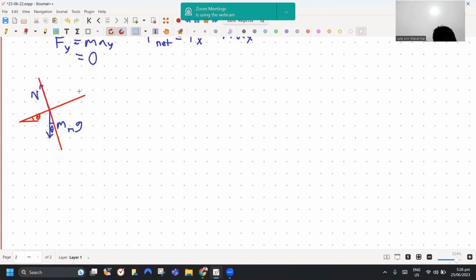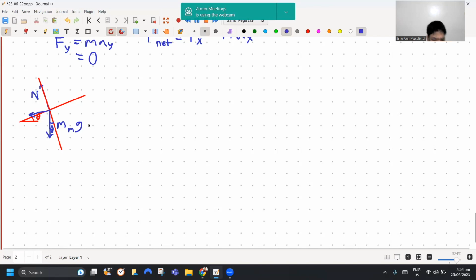Okay, so dalawa lang yung forces, no? Normal at saka yung gravitational. Doesn't accelerate along y. So, makukuha mo uli yung relationship na normal force is equal to mg cosine theta. What about yung sa x? Ano yung net force along x?